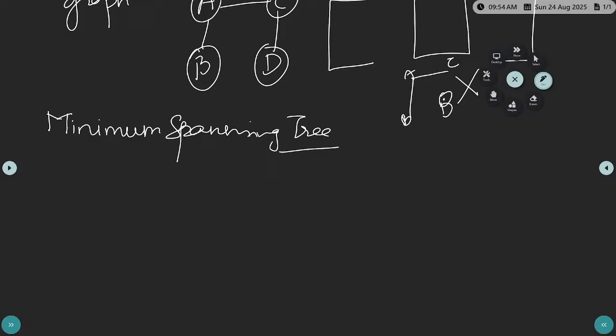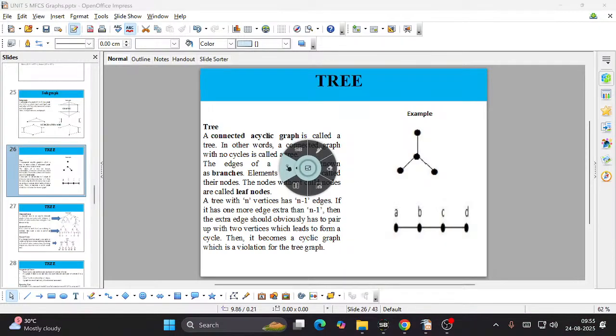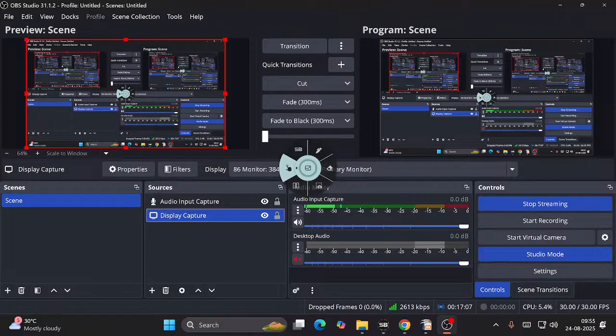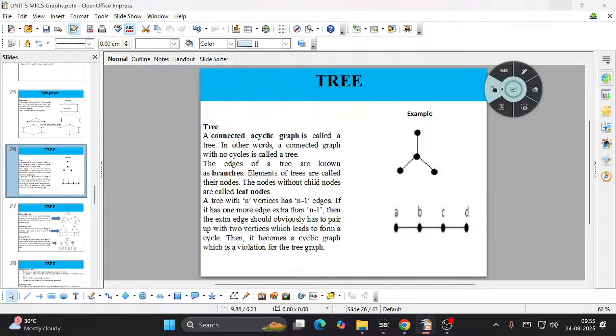It is a tree in which the sum of the weights of all the edges is as minimum as possible. Least as possible, minimum as possible.